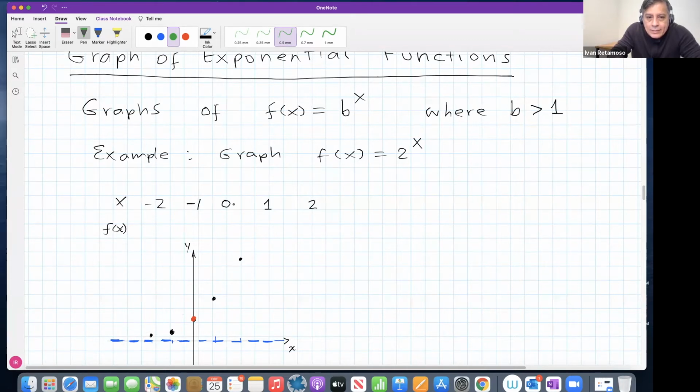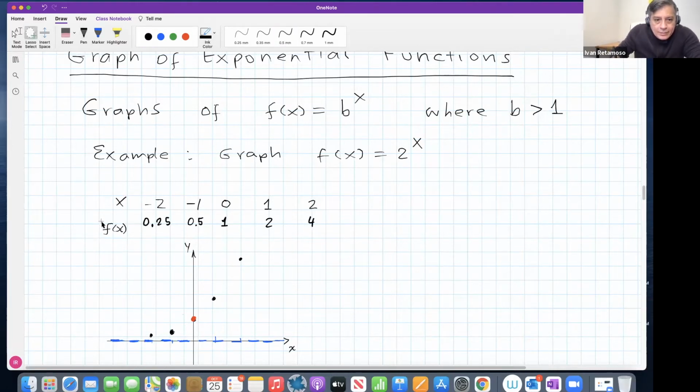Notice 2 to the 0 is just 1, right? 2 to the first power is 2. 2 to the second power, 4. 2 to -1, I show you how to do it in the calculator, is just 1/2, 0.5. You can check it in your calculator. 2 raised to -2 is 1/2 to the second, remember? 1/4, a quarter, 0.25.